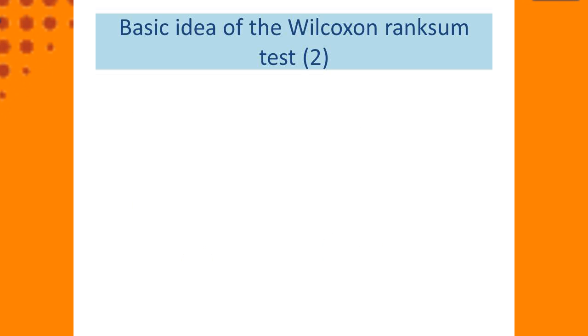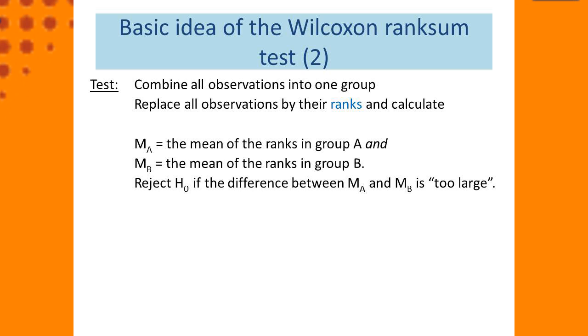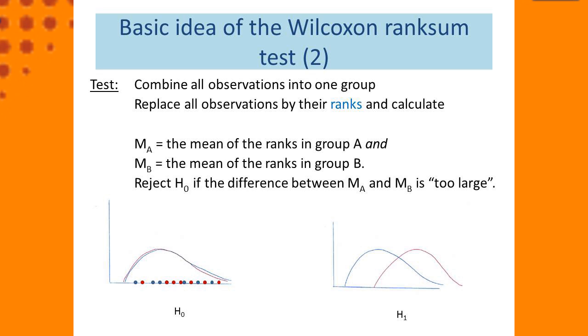In the test, the observations of both groups are combined into one group of data, and these observations are replaced by their ranks. If the null hypothesis is true, we expect to see observations of both groups alternately. We will calculate the mean of the ranks of both groups and compare these means. If the null hypothesis is true, we expect the mean ranks to be equal. If the difference between the mean ranks is large, well, this is an indication that the null hypothesis might not be true.